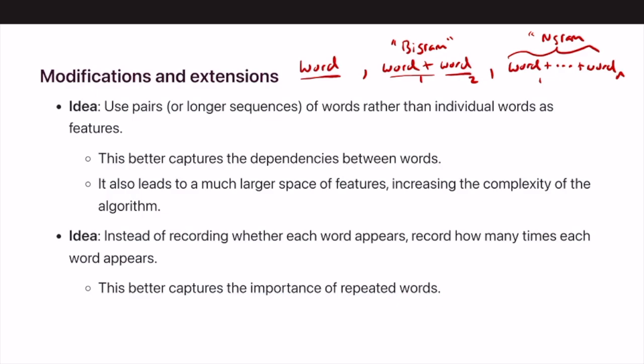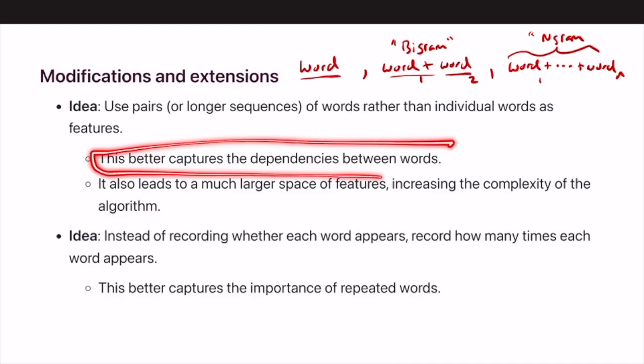And n-grams and bigrams are just words that go together, like, for example, dependencies between. This is a token, would be a bigram, and then this would fall into the category of like an n-gram.